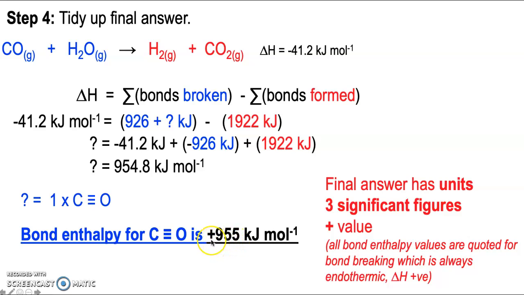It's also an endothermic process. You must put in the plus symbol, otherwise you will get penalised. You won't get excellence for this question if you miss out. Bond enthalpies are always quoted as endothermic values. So you've got your units there, kilojoules per mole, you've got your symbol, and you're done. And that is an excellence question.